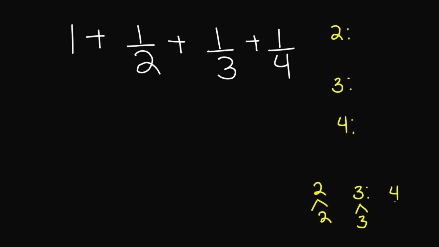And my 4, we can factor this into 2 times 2. So let's go ahead and write these down. So my 2, we can't factor that, that's just 2. My 3 is just going to be 3. And then my 4, we're going to factor that into 2 times 2.